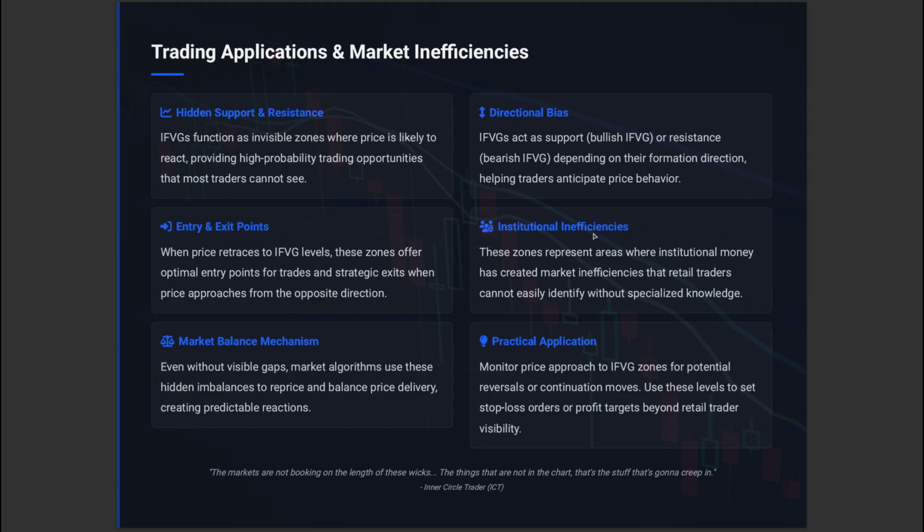And now, institutional inefficiencies. These zones represent areas where institutional money has created market inefficiencies that retail traders cannot easily identify without specialized knowledge. But thanks to ICT, we now know this. Market balance mechanism: even without visible gaps, market algorithms use these hidden imbalances to reprice and balance price delivery, creating predictable reactions. Lastly, practical application. Monitor price approach to implied fair value gap zones for potential reversals or continuation moves. Use these levels to set stop loss orders or profit targets beyond retail trader visibility.